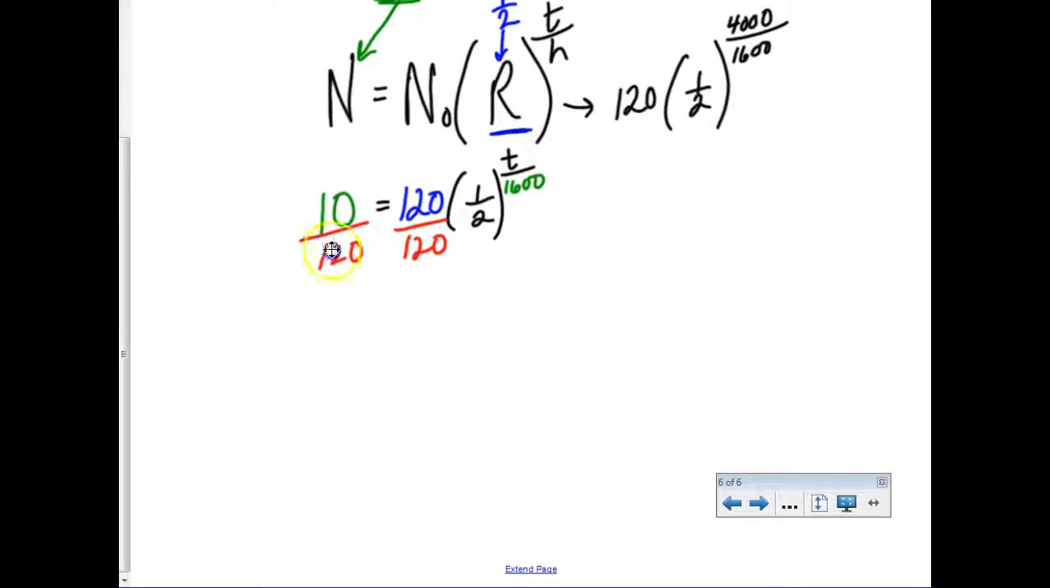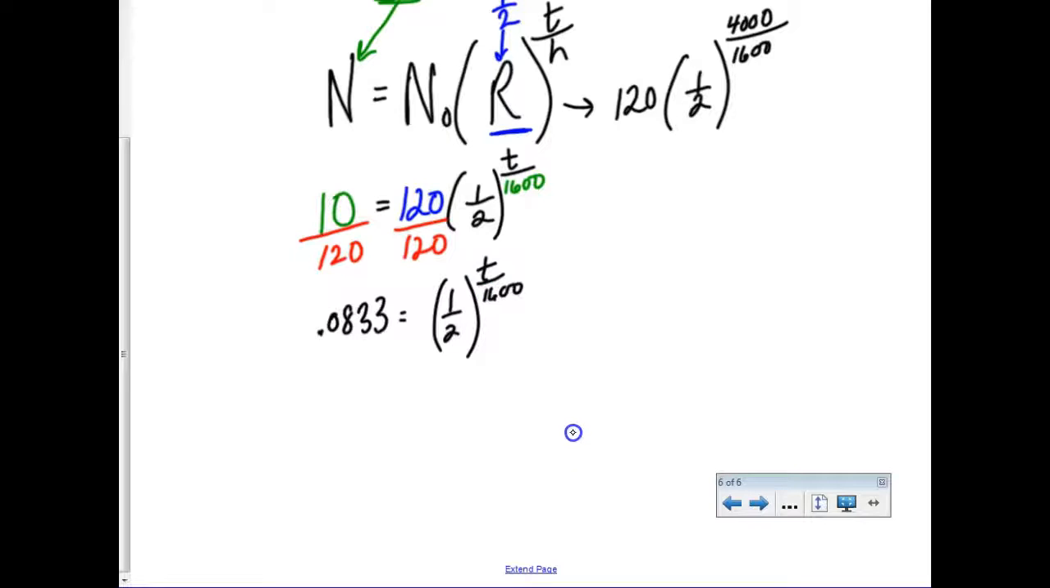So you've got, was that 0.083 repeating or something? Okay, so let's go ahead and just accept some decimals here. I'm okay with truncation, guys. So we have 1/2 to the T over 1600 power.